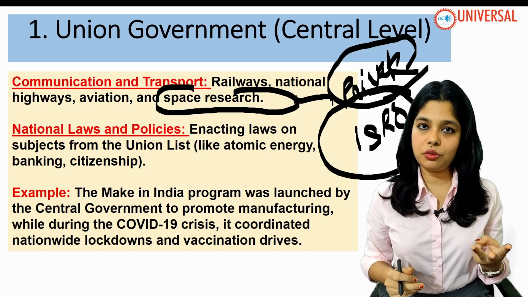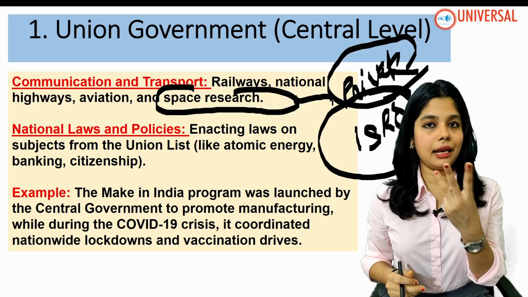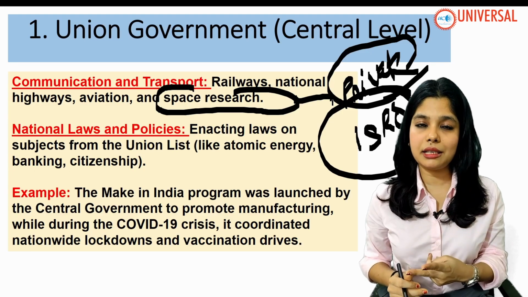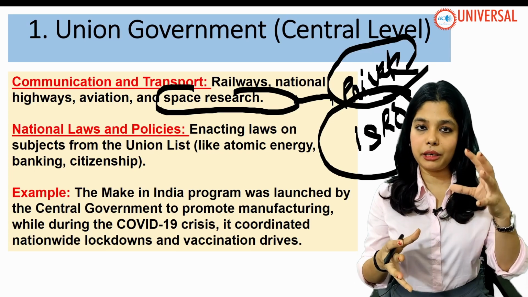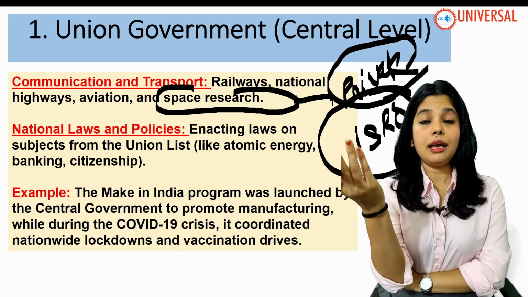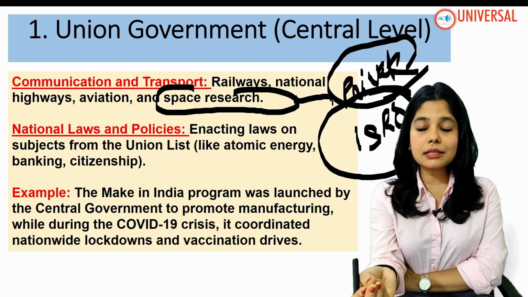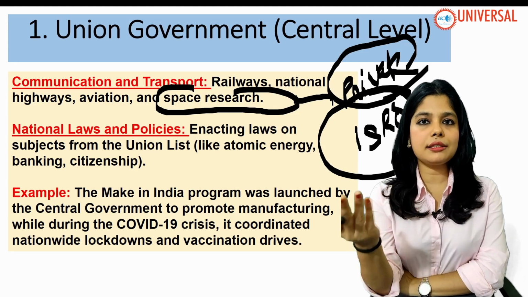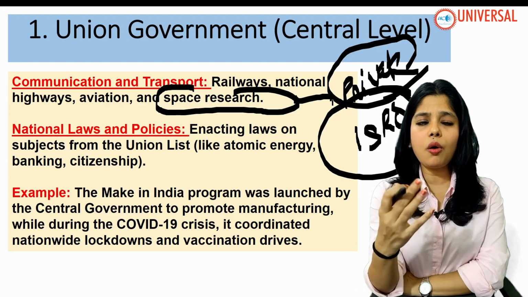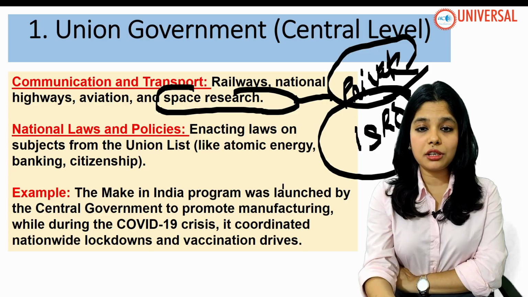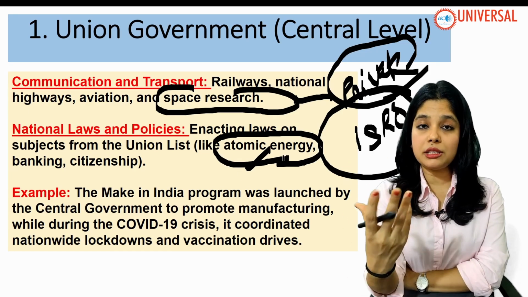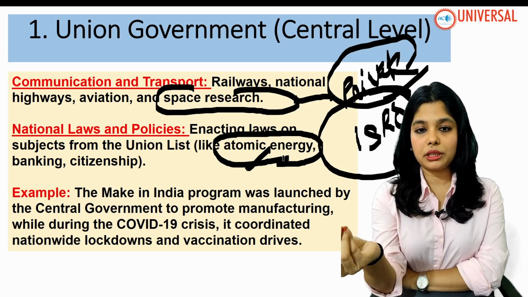Okay, national laws and policies, enacting laws on subjects of the union list. So there are three lists. Okay, union list, state list and concurrent list. The union list is taken care of by the center, the state list is taken care of by the state, and the concurrent list is taken care of by the union and states both. In the union list you have some major topics like atomic energy, banking, citizenship of the country, how to define the citizenship of a country, whosoever gets the right to be a citizen of India. All these matters, banking, atomic energy, defense ties, are discussed and policy and law is being made by the union government.